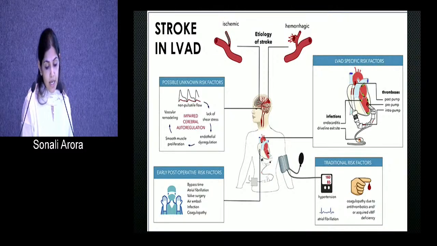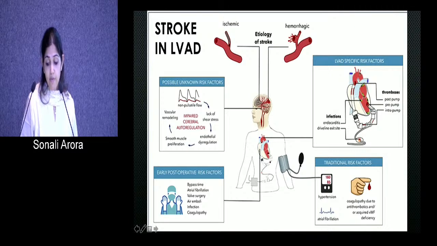Stroke in LVAD again is an important complication. So we have LVAD specific risk factors, which I already mentioned: if you have a thrombus pre-pump, post-pump, or intra-pump, if there are infections like endocarditis or driveline exit infections, if there are traditional risk factors of hypertension, or they are coagulopathic, or the INRs have been low. The early post-operative factors include atrial fibrillation, air emboli, coagulopathy, infection. So these are the factors that will increase your risk of stroke in an LVAD patient.